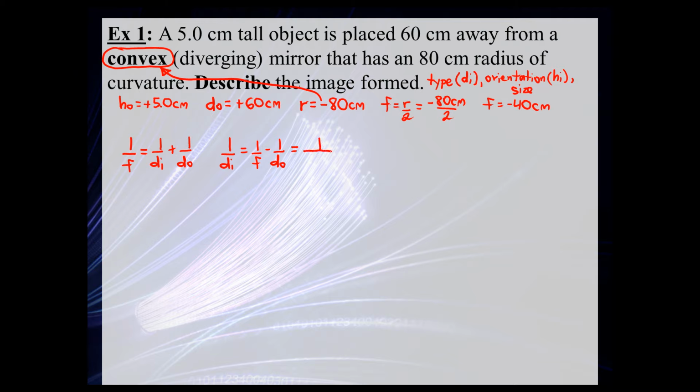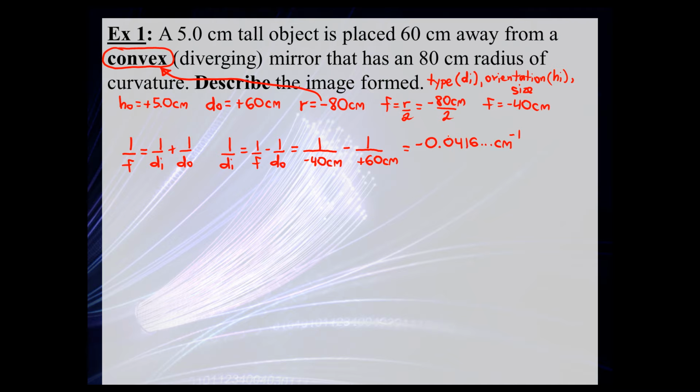Okay, let's plug numbers in. So we have 1 over a negative focal length, negative 40 centimeters, subtract 1 over do, which is positive 60 centimeters. And if I do this, I should get a negative number, negative 0.0416, and it's a repeating decimal number. And because we're finding 1 over di, that would actually be inverse centimeters.